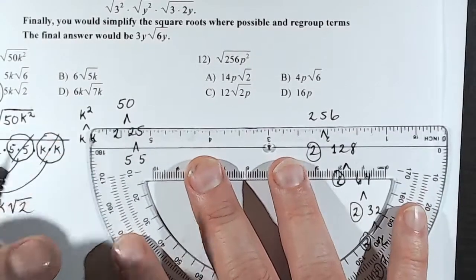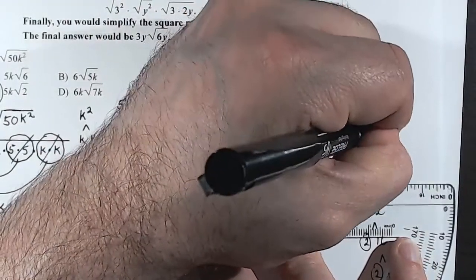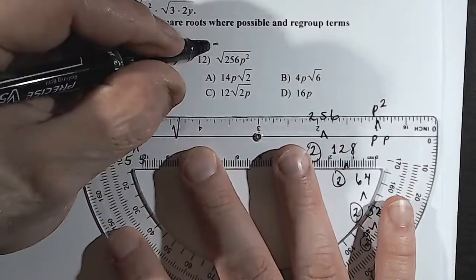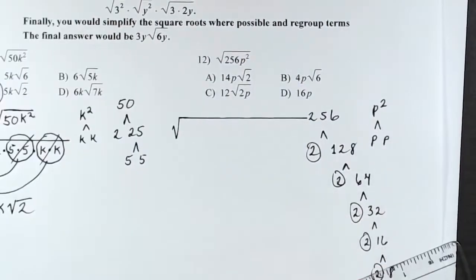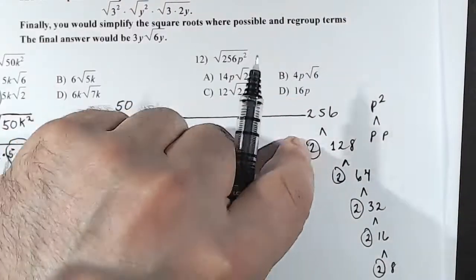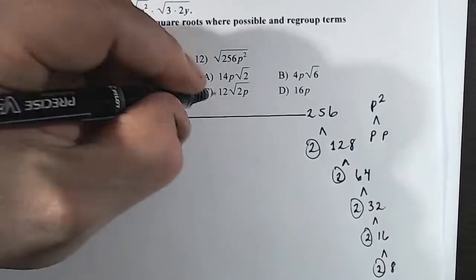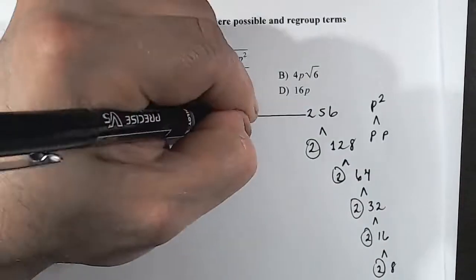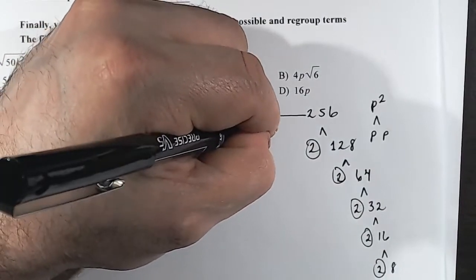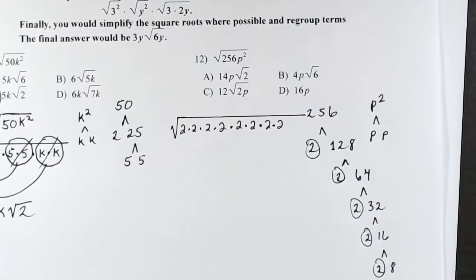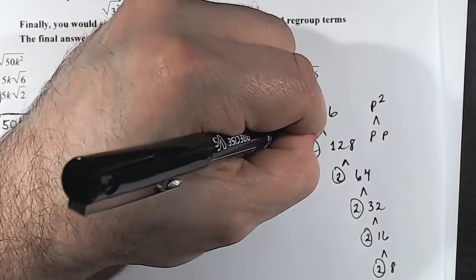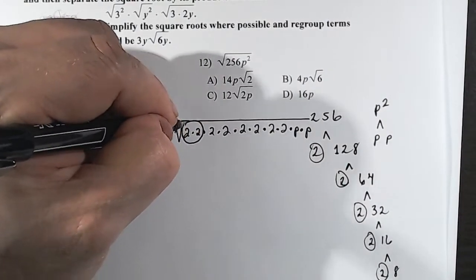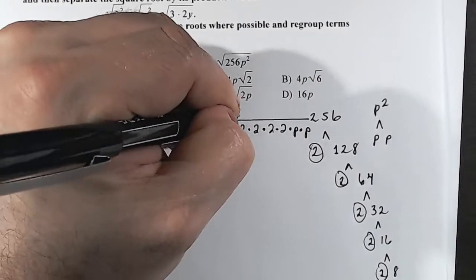So let's go back up here and remember that p squared is p times p. Let's write the square root of, and put a huge square root symbol, and put 8 2's. 2 times 2 times 2 times 2, that's 4 of them, times 2 times 2 times 2 times 2, that's 8 of them, times p times p. And now I can group them by doubles like this.